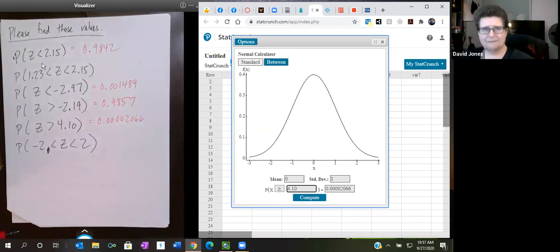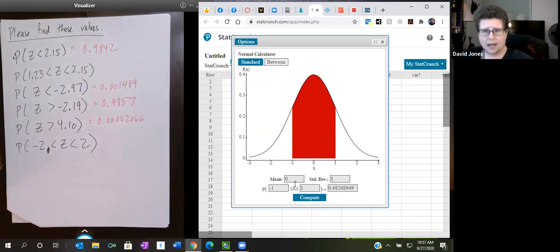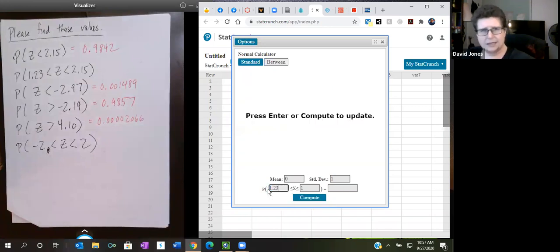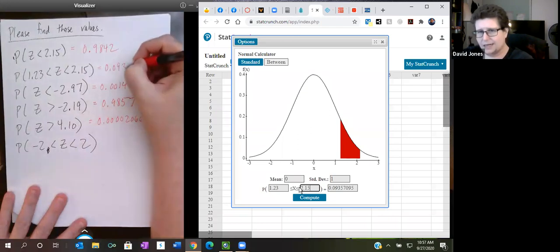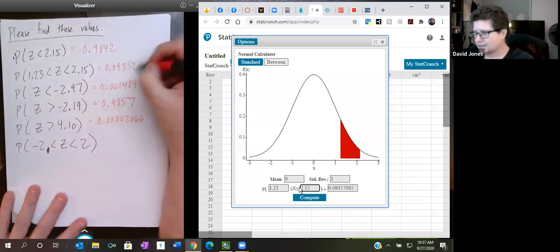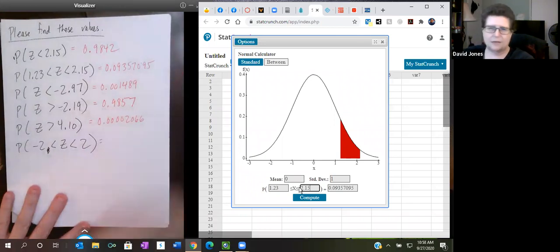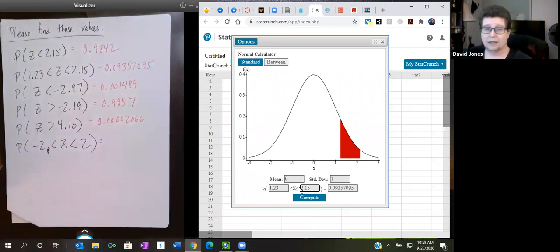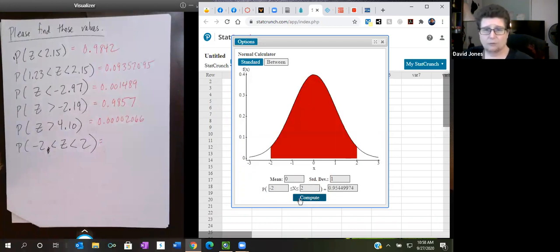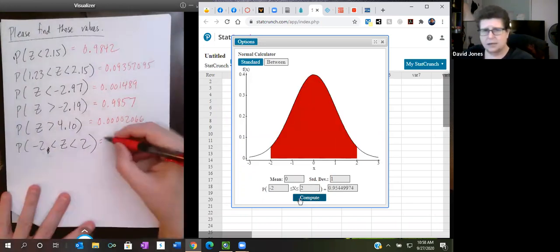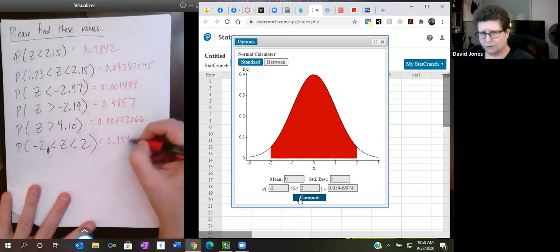And then for the ones that have between two values, I need to switch to the between calculator. I'll do the 1.23 to 2.15 first. And I'm getting 0.09357095. Wherever you rounded to, if you rounded to a different spot, fine. I didn't actually specify what I wanted when I asked you to do it. And we'll do negative 2 to 2, 0.9545.